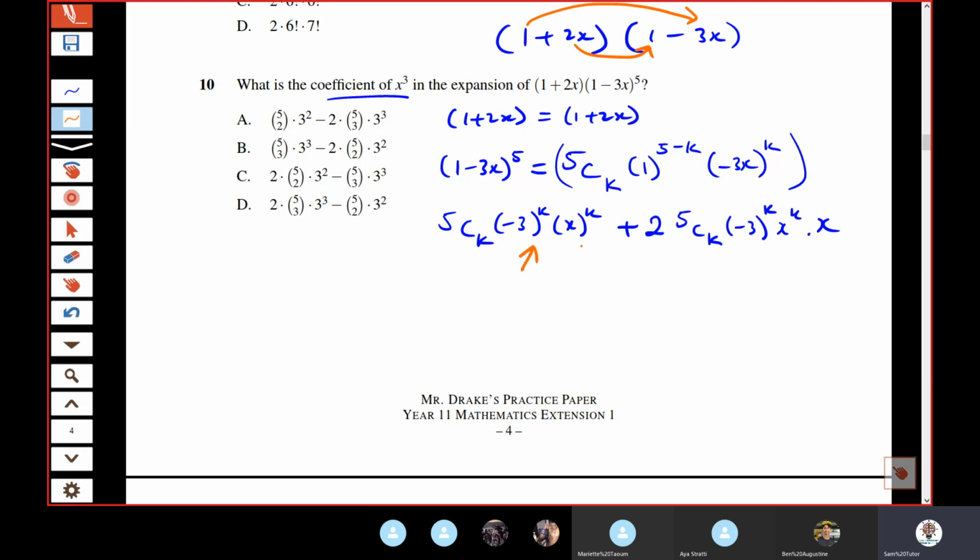If I did this first one, I need to get x cubed. What would you say k equals then? 3. So this would be 5 choose 3, minus 3 to the power of 3. This one, if I needed x cubed, don't forget this is k plus 1.